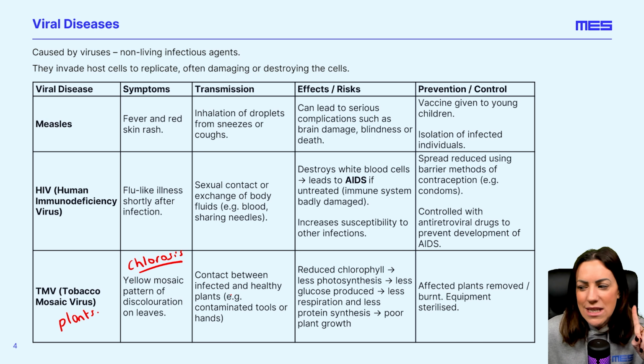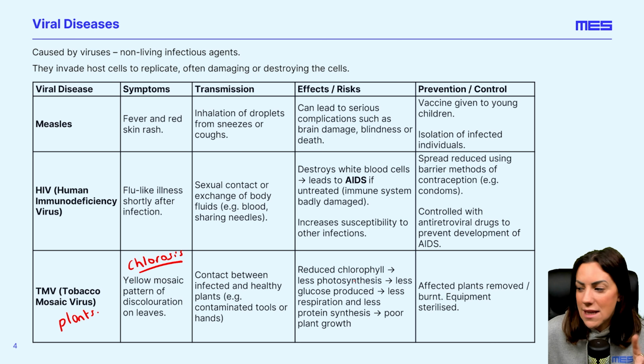Now, what does it do? What are the effects? Well, this virus actually reduces chlorophyll production. And this is really important because it's come up on the exam many, many times. As it's replicating within the plant cells, it leads to a reduction in chlorophyll. Now, with less chlorophyll, there'll be less photosynthesis, because you should know that chlorophyll is needed to absorb the light energy for photosynthesis. So with less chlorophyll, there's less photosynthesis.